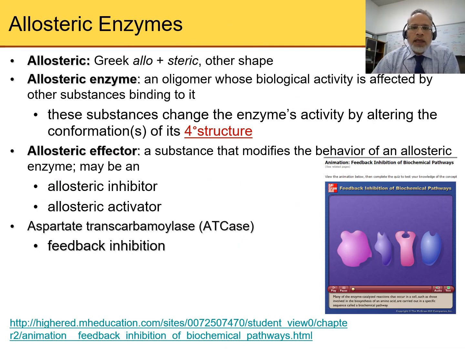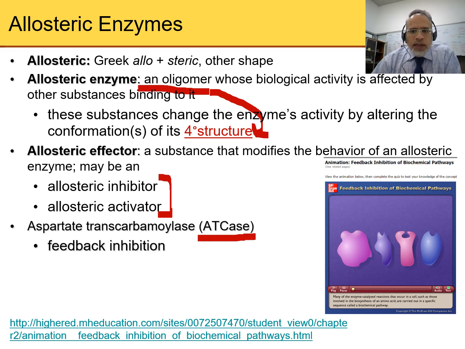Okay, so again, allosteric enzymes are enzymes that have allosteric sites. And again, they have to be oligomers. They have to have a quaternary structure, right? And then binding of something changes the conformation of the quaternary structure, and they can be inhibited, they can be activated.